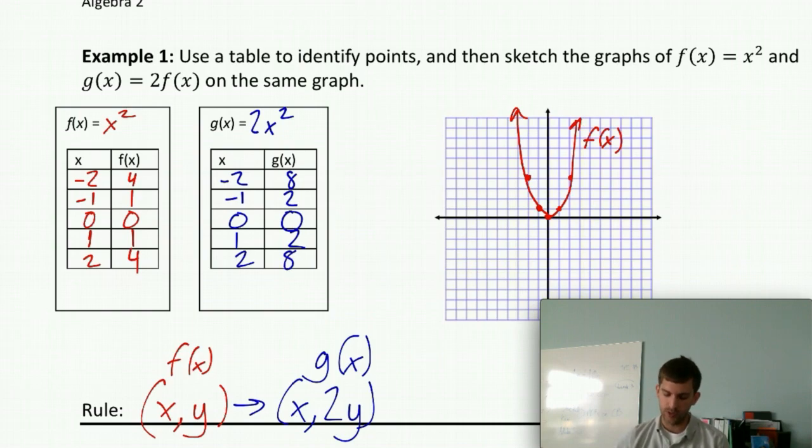So let's plot these points. -2, 8, it's going to be 2 to the left, 8 up, so that's right there. -1, 2, it's going to be 1 to the left, 2 up. 0, 0 didn't change. 1, 2, and 2, 8.